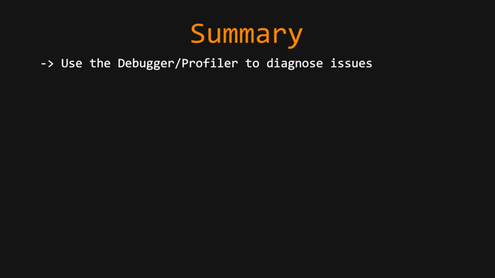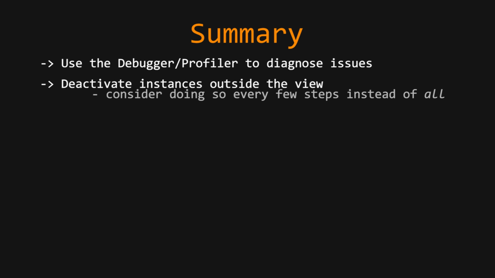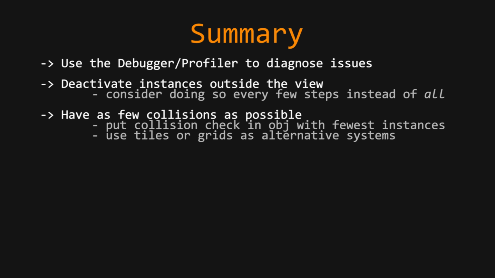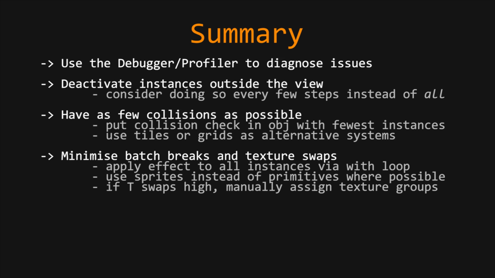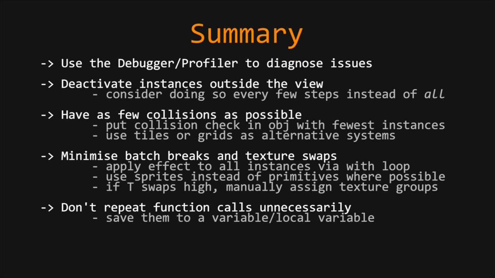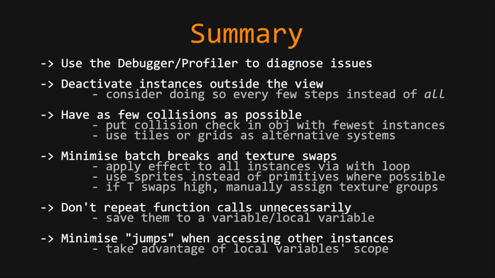All right, so I'm going to stop there for today. Let's just do a quick summary of what we've discussed. So remember, if you're having performance issues, use the profiler to find the source of those issues. Deactivate instances outside the view, reduce the number of collisions where possible, keep your vertex batches and texture swaps as low as you possibly can. Also, don't repeatedly look up what you can just save once. If you can make it local, do it.